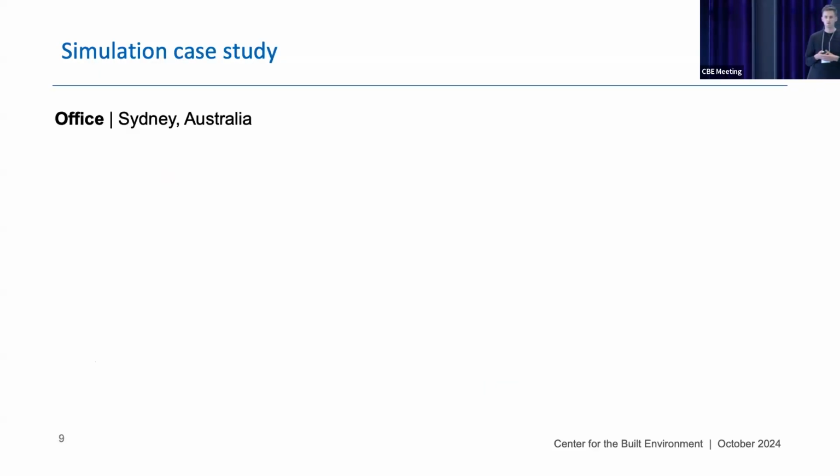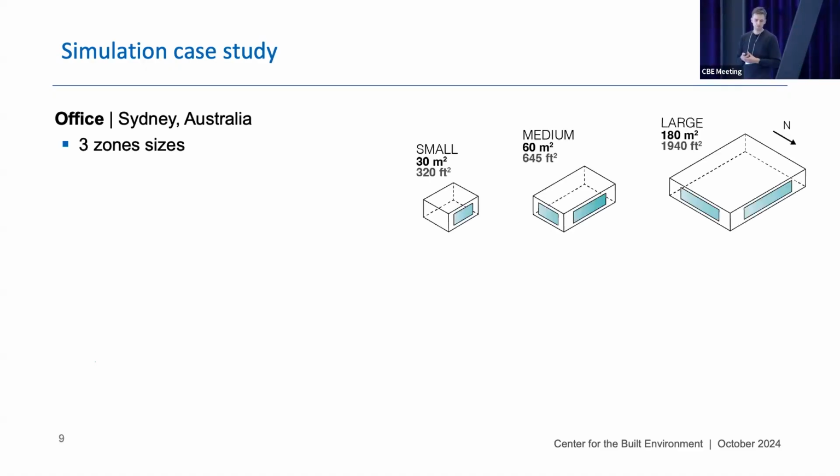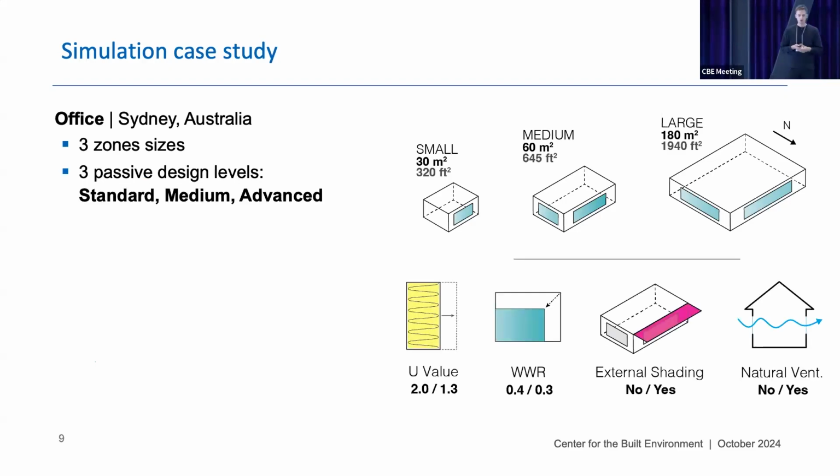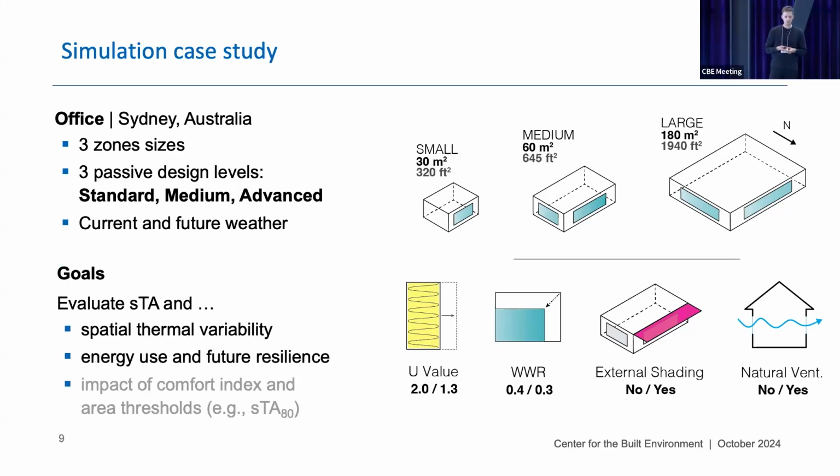So in this case study, we ran simulations for a typical office building in Sydney, Australia. So it's a similar climate compared to this area, just in the southern hemisphere. There we tested 3 zone sizes ranging from a single person office to a large open plan office. We tested 3 different design levels or passive design levels. So what we mean with that is that, ranging from standard to advanced, the passive solutions integrated into these construction or design scenarios increased. And then also we looked into a current and future weather scenario.